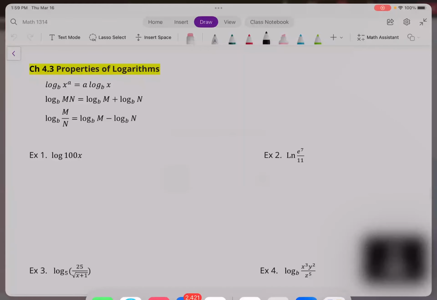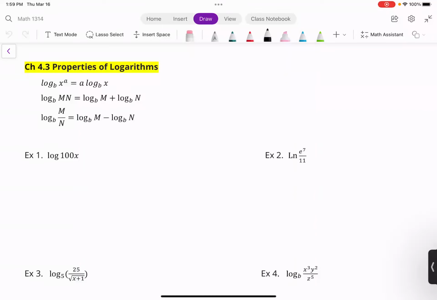Welcome back. In this video, we are learning chapter 4.3, properties of logarithms. In previous class, we have learned some properties, but now we'll learn some new properties. If we have log base b of x to the a-th power, then I can bring the a to the front, and I'm having a times log base b x.